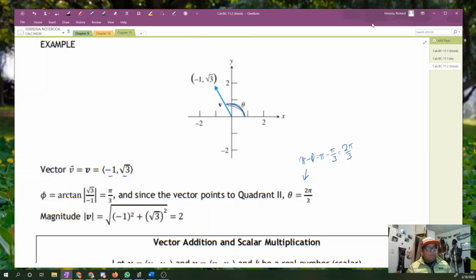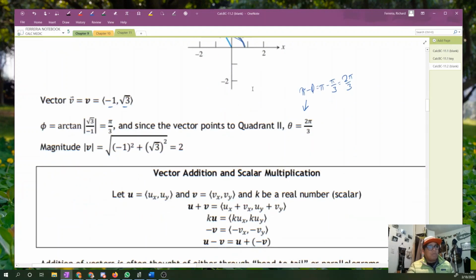Okay, moving on from this, we'll have the magnitude. The magnitude is just the square root of 1 squared, which is 1, plus the square root of 3 squared, which is 3. 1 plus 3 is equal to 4. Square root of everything, and that's where we get the 2.